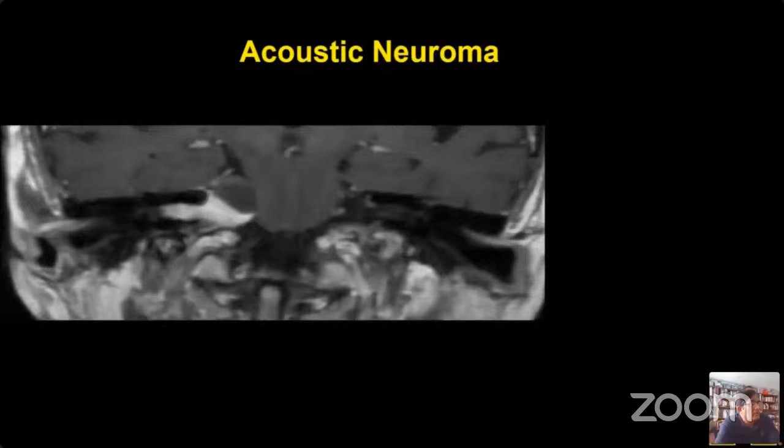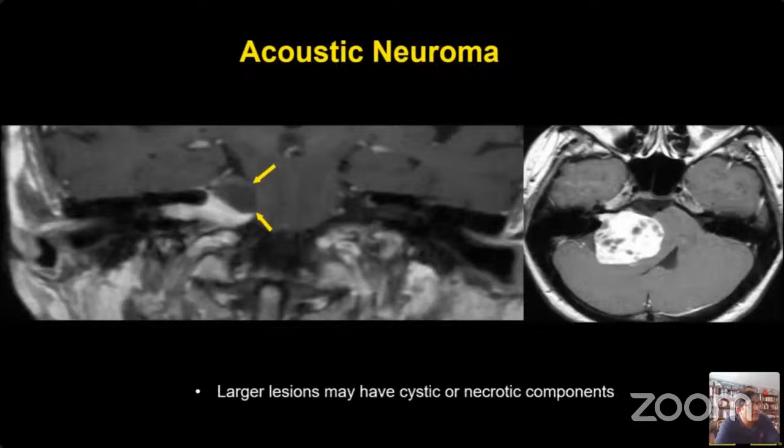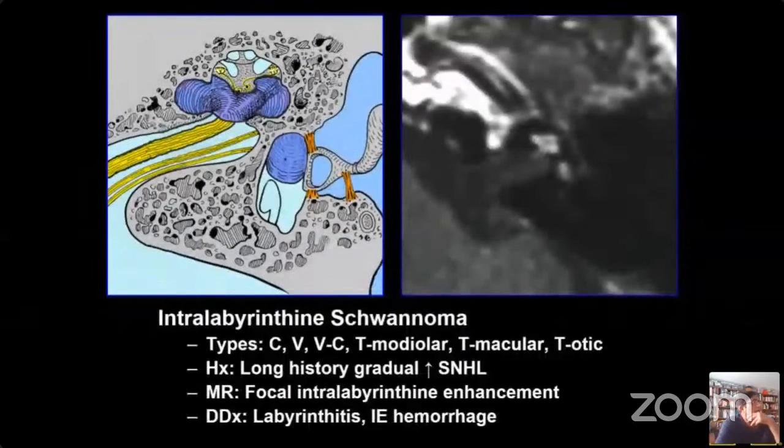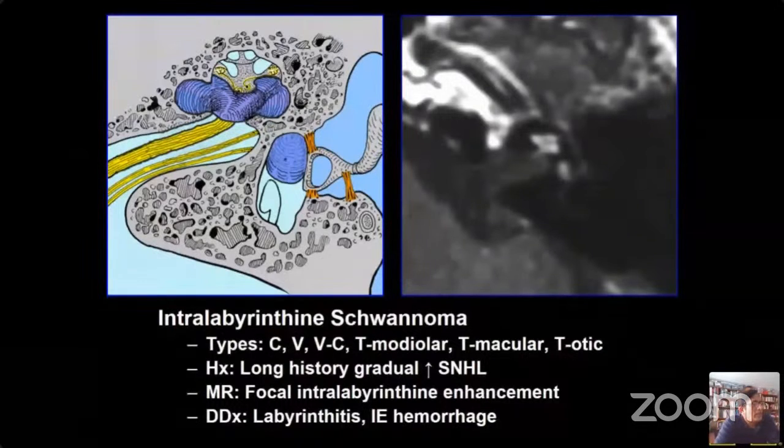So looking at an acoustic schwannoma, you can see it going laterally through the CP angle cistern into the canalicular segment, but there is also a cystic component of the mass very well. And the bigger the tumor, the more likely it is to be cystic. You can see the little graphic here, there's a cochlea, and this is vestibular 1 and 2. Here is the middle ear cavity with the stapedius. And the intralabyrinthine schwannoma, again, can be within the cochlea, within the vestibule. It could be transotic, it could be transmodiolar, it could be transmacular. Whenever you see something like a bright structure within the cochlea or vestibule, you have to rule out labyrinthitis and hemorrhage.